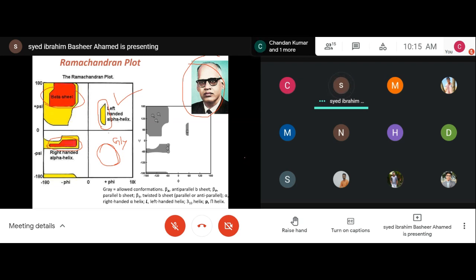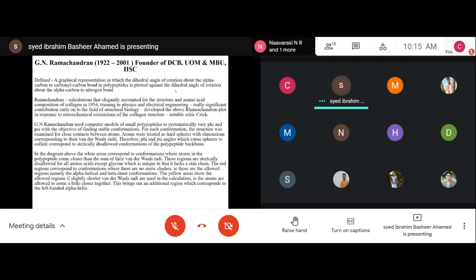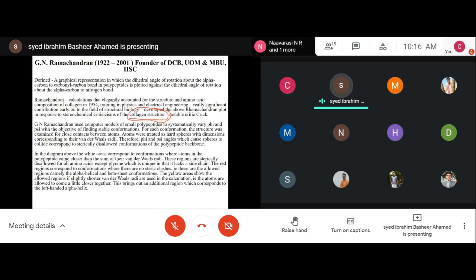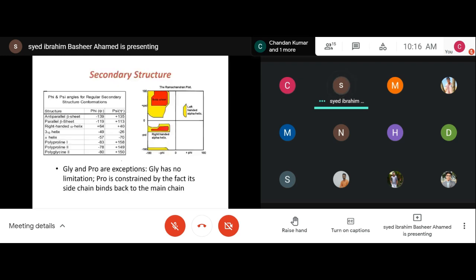So that is a very good piece of work by G.N. Ramachandran. Not only that, he had worked on collagen structure. When he was analyzing the collagen structure, he invented this Ramachandran plot. All these are history, but you have to remember this.